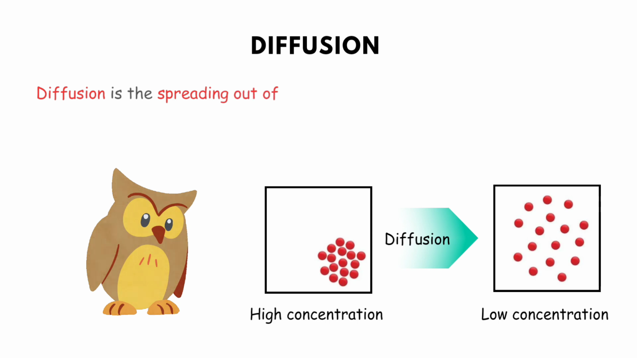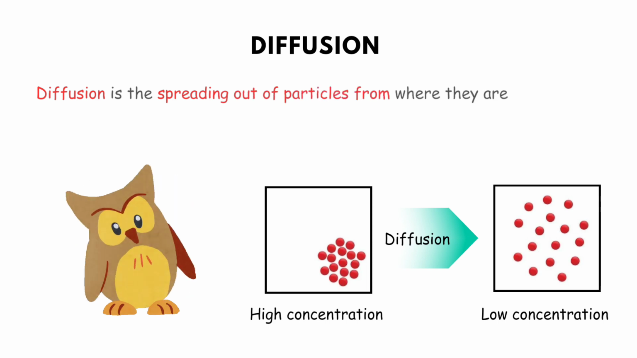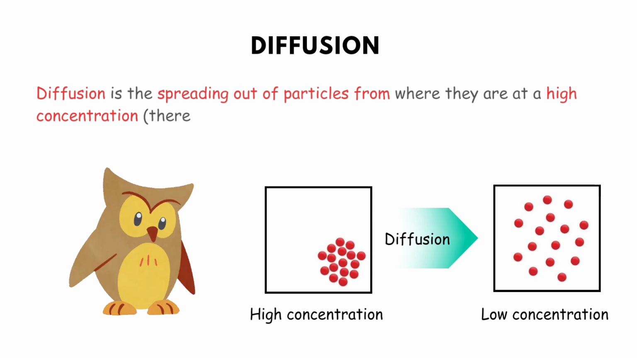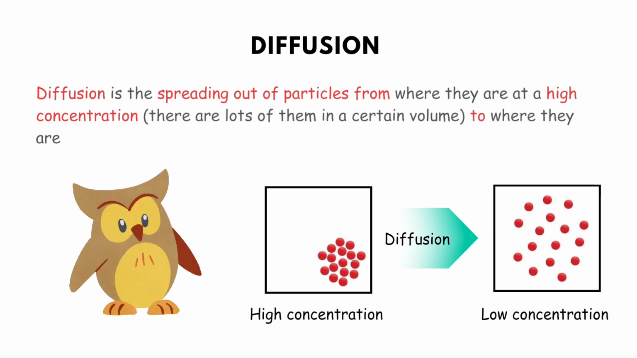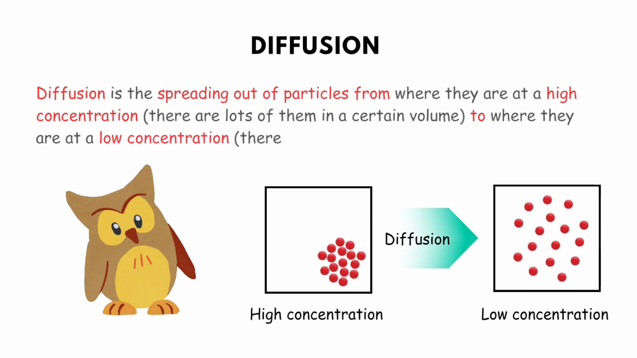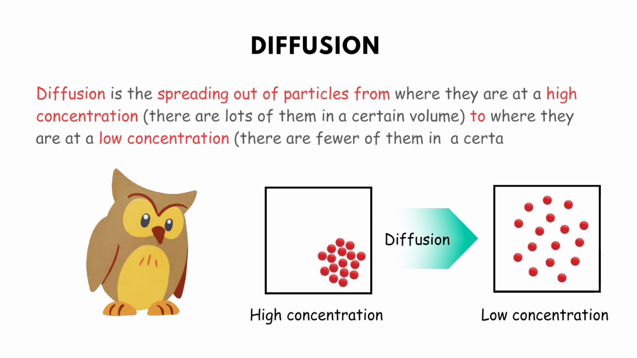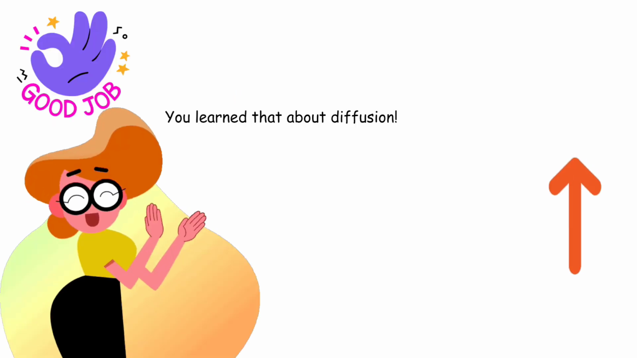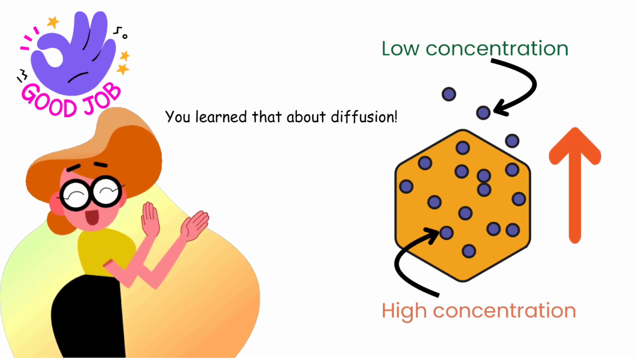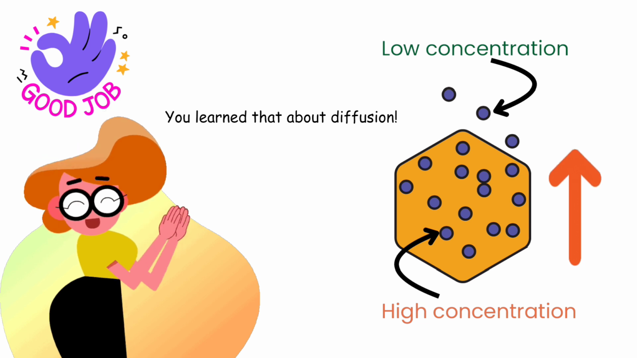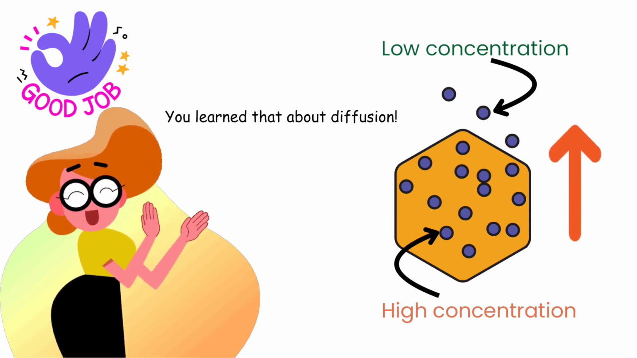So once again, diffusion is the spreading out of particles or the movement of particles from where they are at a high concentration to where they are at a lower concentration. Good job! You learned about diffusion. You learned that diffusion is the spreading of particles from a high concentration to low concentration.